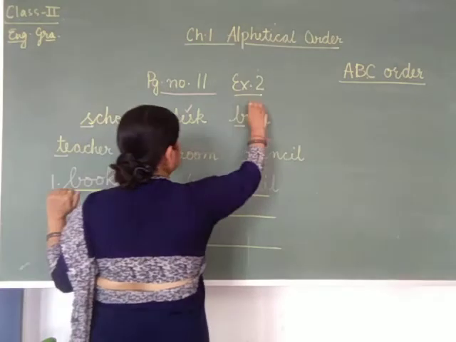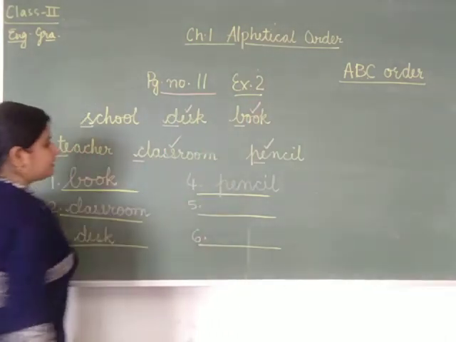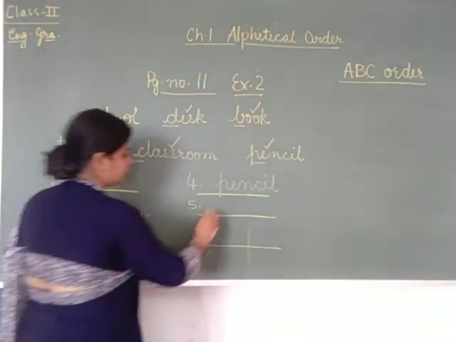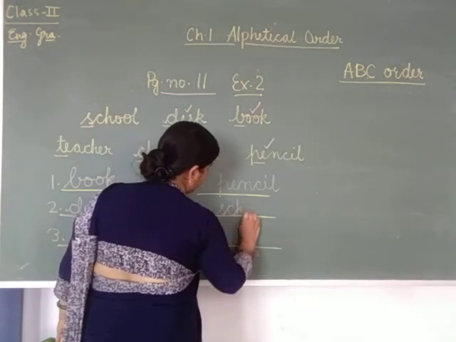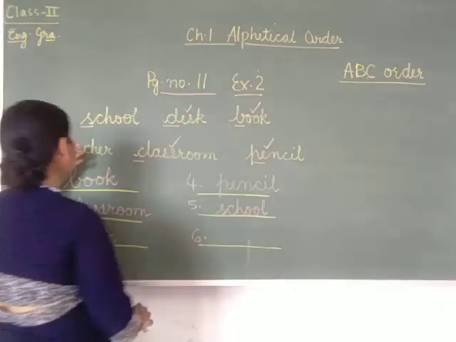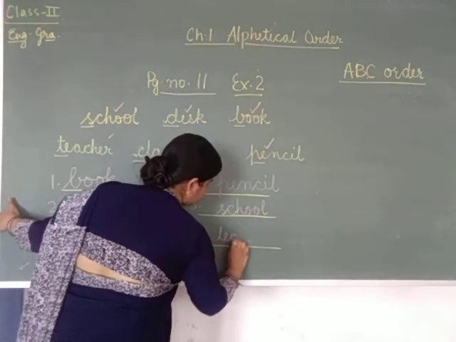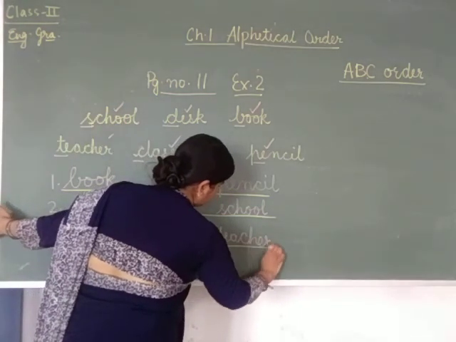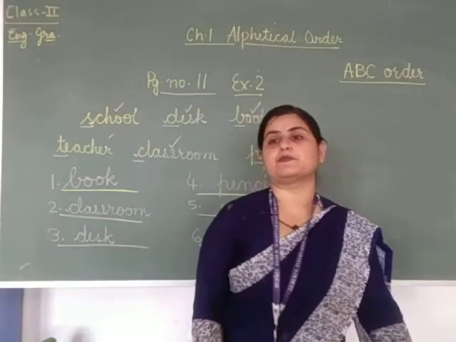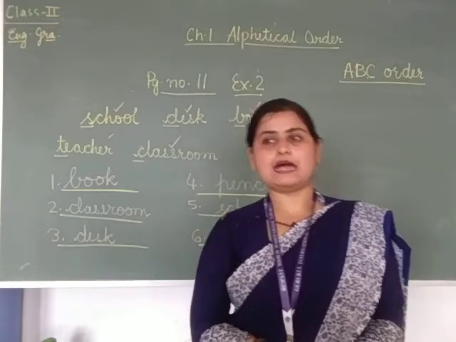Okay, these words are done. So I am marking it. Now next is after P, Q, R, S. S for school. I have got my fifth word in alphabetical order as school, and the last one is obvious, teacher. So I am writing here T-E-A-C-H-E-R.